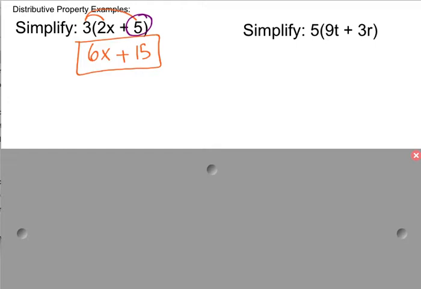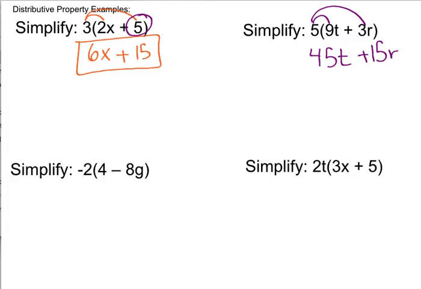Okay, right here, 5 times 9t plus 3r. We're going to multiply everything by 5. 5 times 9 is 45, 45t. 5 times 3 is 15, so that's 15r.